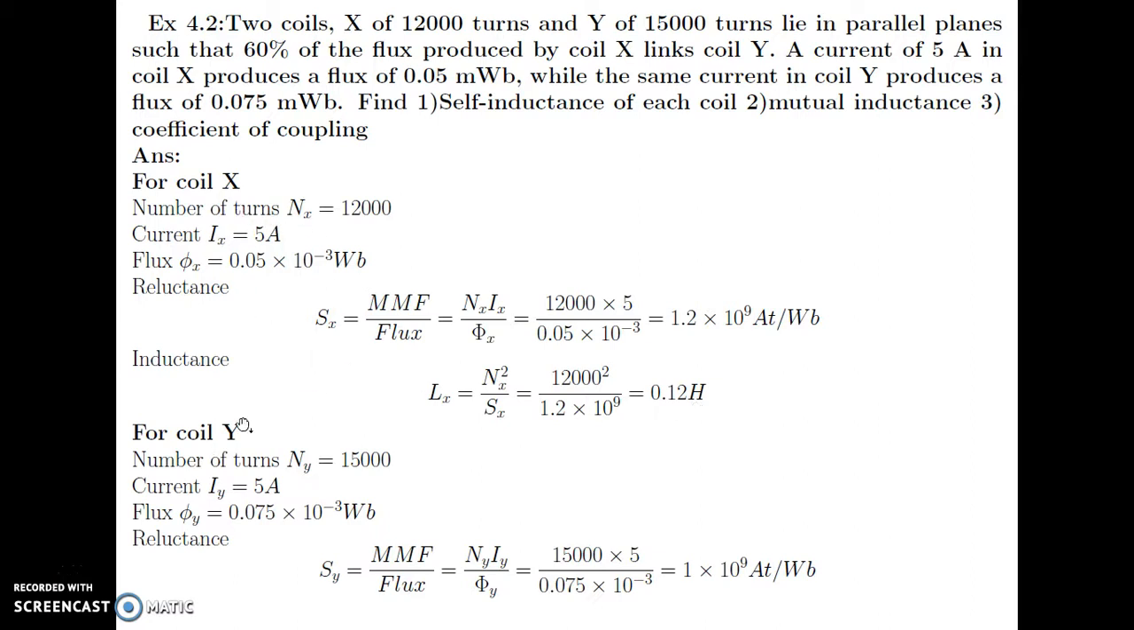Similarly, I can calculate for the coil Y. For coil Y, number of turns are 15,000, current is the same 5 ampere, and the flux is 0.075 milliweber, that is 0.075 into 10 raised to minus 3 Weber. How will we calculate the reluctance? Reluctance is equal to mmf upon flux, so Ny Iy divided by phi y. If I substitute Ny, Iy and phi y, I will get 1 into 10 raised to 9 ampere turn per Weber as the reluctance of coil Y.